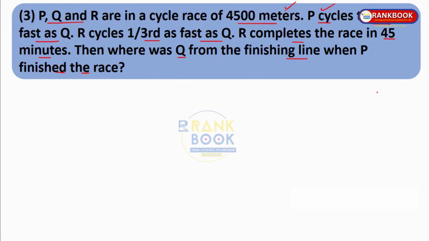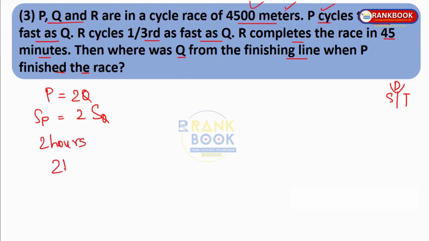Let's see why. Now we have our DST sum. What they've given is, P cycles twice as fast as Q. That means the speed of P is twice the speed of Q. Now the distance is the same, 4,500 meters, because they are running in a race. If the speed of P is twice the speed of Q, that means P will cover double the distance of Q. Say they are running for 2 hours, then P will cover 2 times more distance than Q.